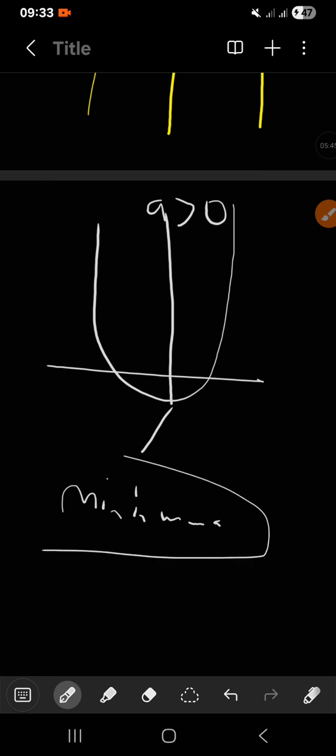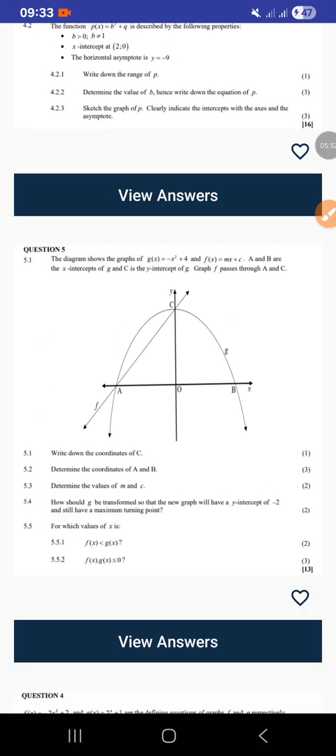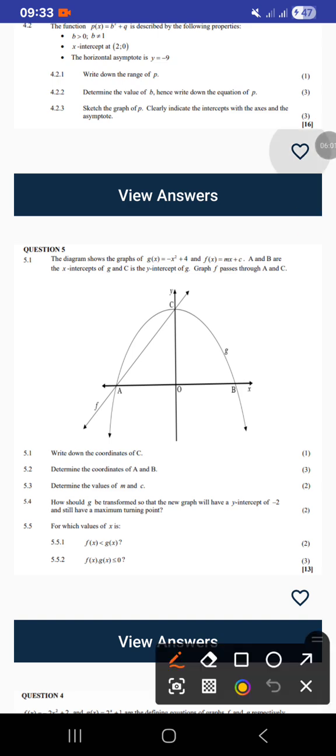So now the question is asking us: how should G be transformed so that the new graph, so we're going to look into the graph of G. We know that this is the graph of G. We're not focusing on anything else, only the graph of G of x. So how should the graph of G be transformed so that the new graph will have a y-intercept of -2 and still have a maximum point, so that even if it moves down, it's still going to cut the y-axis and still obtain a maximum point? So that's what they're asking you there.